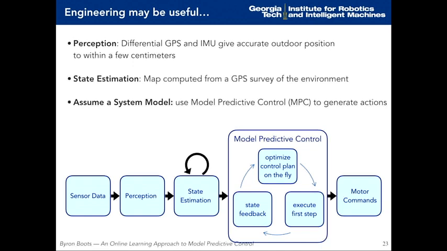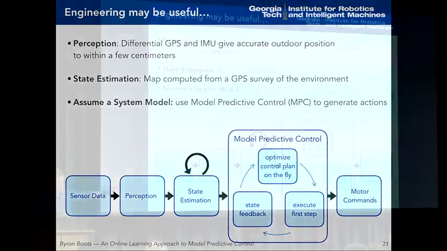And then we're also going to assume a system model, and we're going to use model predictive control in order to generate actions. So the system model in our case is a combination of learned neural network dynamics and known kinematics of the vehicle. Okay, so the overall pipeline looks something like this.